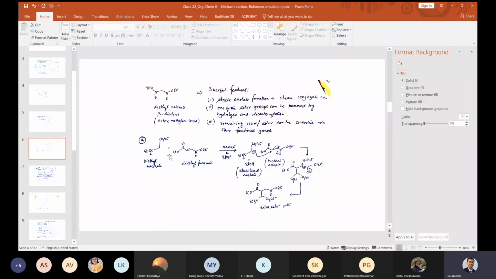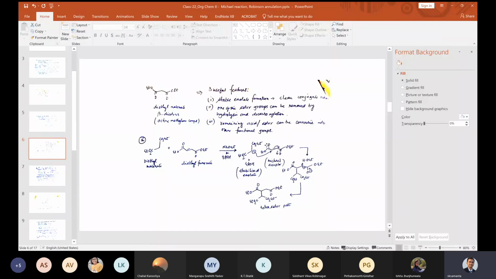Let's give an example. So we have this diethyl malonate, and we have this as a Michael acceptor. It's called diethyl fumarate. What will happen if you use base? It will pick a proton from here. This is an active methylene compound, so it will generate a negative charge. This negative charge will attack this center, because of 1,4 addition.